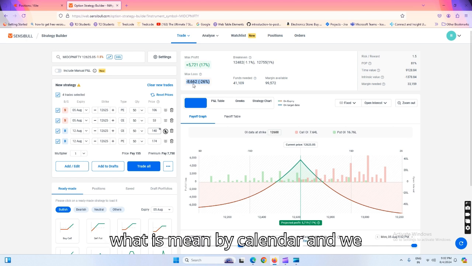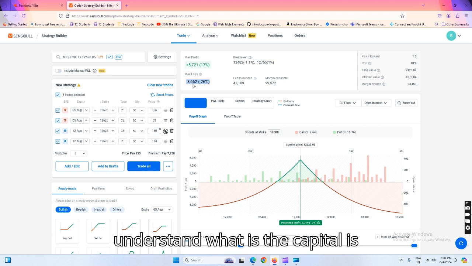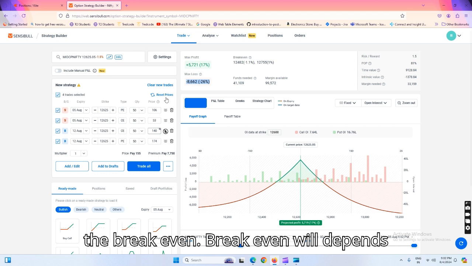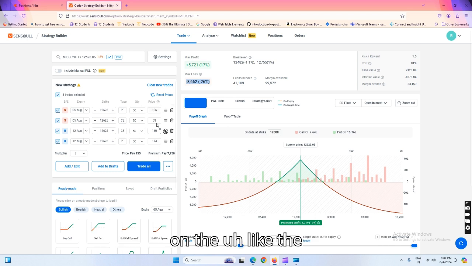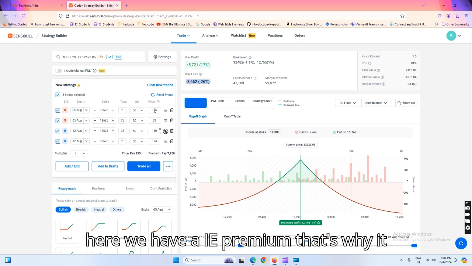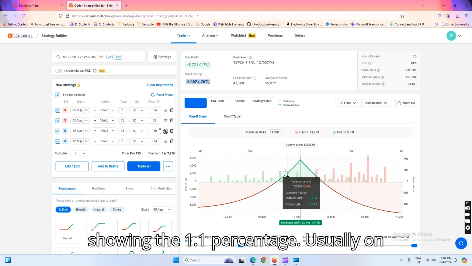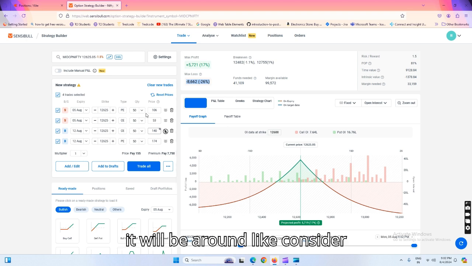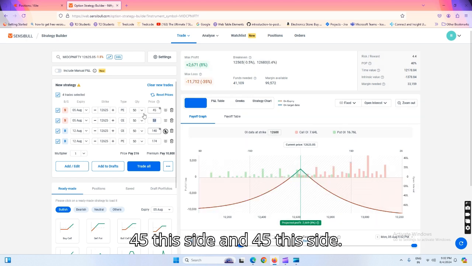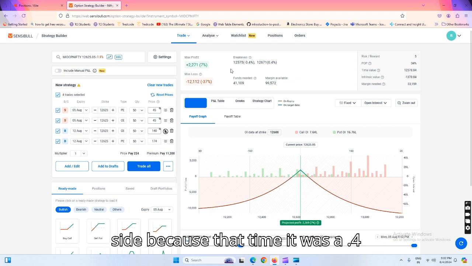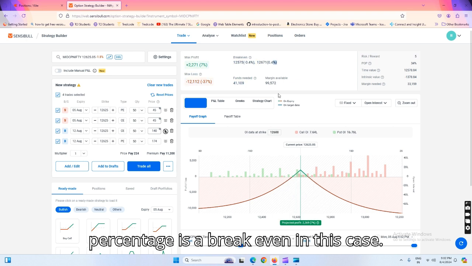Now we have understood what a calendar spread is, what capital is required, and what the break even will be. Break even depends on the premium that we are collecting. Suppose here we have a premium, that's why it's showing 1.1 percentage. Usually on the current expiry, on the same expiry day, it will be around 45 this side and 45 that side. In the morning, because at that time it was zero point four percentage, that is the break even.